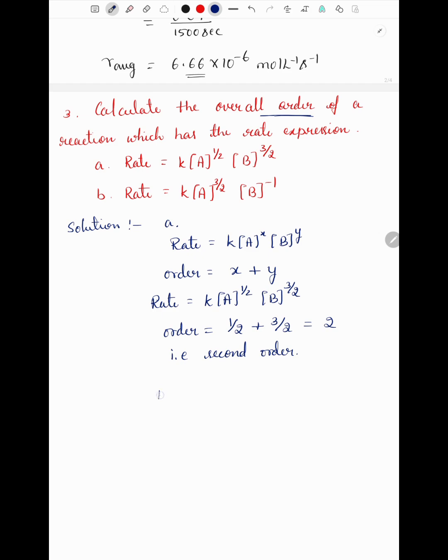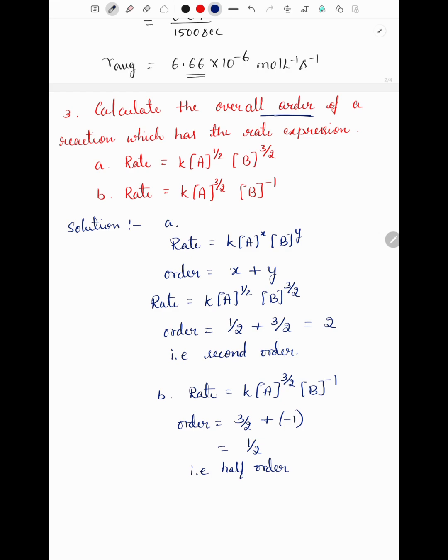Now question B. In question B, the rate is given as K into concentration of A power 3 by 2 and concentration of B power minus 1. If you take order equals 3 by 2 plus minus 1, which is equal to 1 by 2. Hence, the order is half order reaction. Half order. This is also called a fractional order.